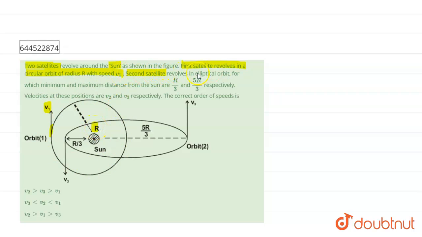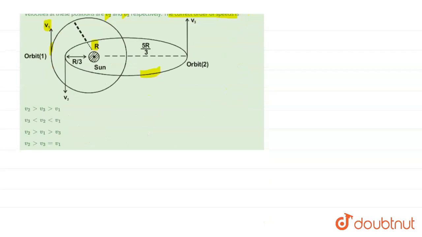Second satellite revolves in an elliptical orbit. So this is the orbit of the second satellite, which is an ellipse, whose minimum and maximum distance from the sun is r by 3 and 5r by 3 respectively. Velocities at these positions are v2 and v3. When the distance of the second satellite is r by 3, its velocity is v2, and when the distance is 5r by 3, its velocity is v3. We need to find the correct order of speed. Here, 4 options comparing the velocities are given.